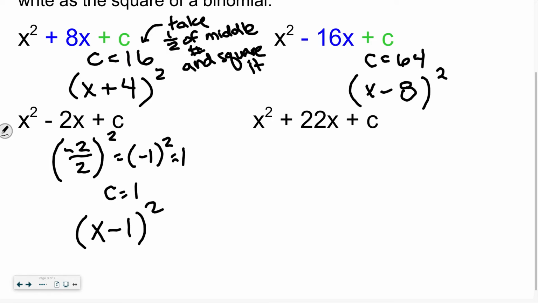1 is the square root of 1 and half of 2. A lot of times this one is an easy one. People will take half of negative 2 and they'll get negative 1, and then they'll tell me that's 2 when they square it. So just remember 1 squared is 1, not 2.